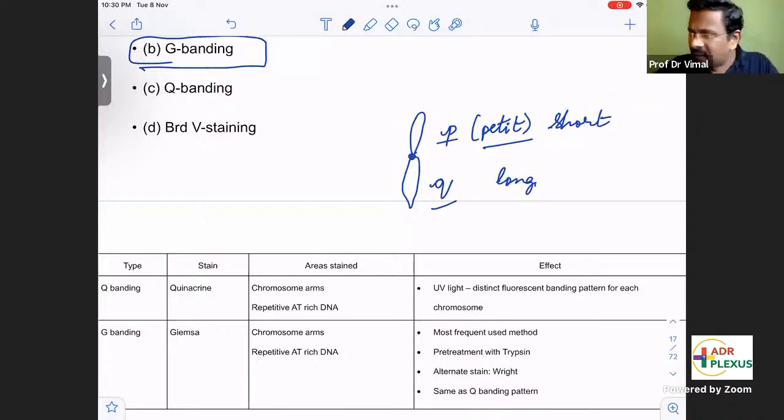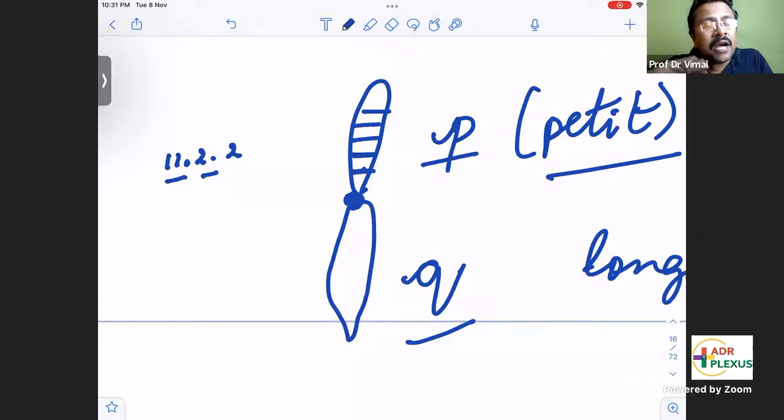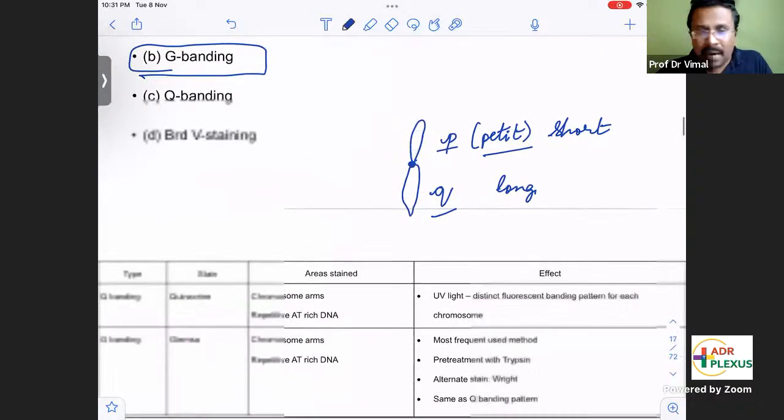So you will be further staining the chromosomes based upon the patterns: band, region, subregion, band, subband, like that you will be further localizing. You may be hearing some genes, like 11.2.2, that means 11th chromosome, this particular region, particular band, particular subband, that you want to localize a particular gene to a particular location. For that, you have to stain the chromosome. For that staining, you use the technique banding.